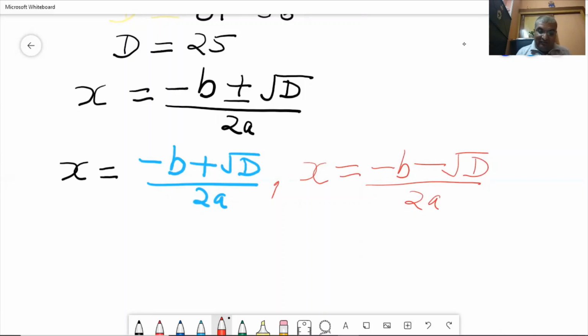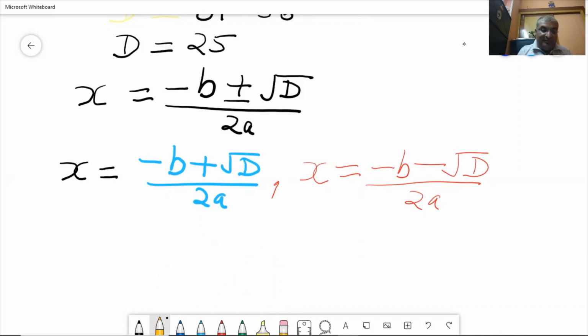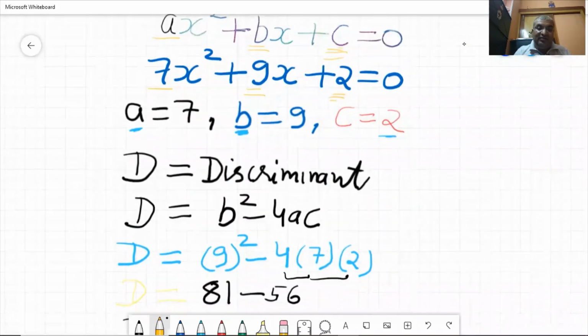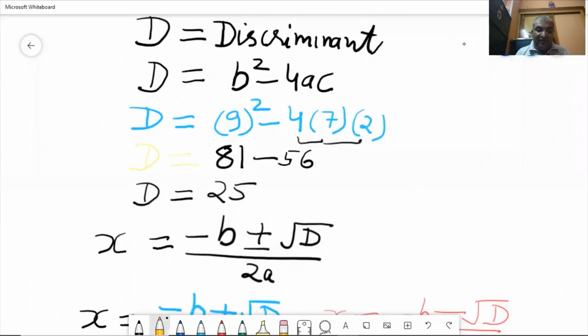Now finally, we can write the two answers, that is the answers of x. Please see, first will be x, then we'll write minus b. Please concentrate here, b was 9. Just observe here, b was 9. So let us put the value quickly.